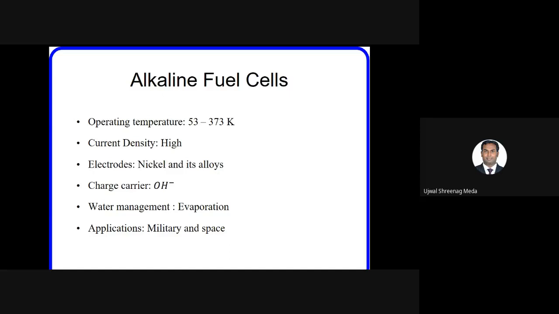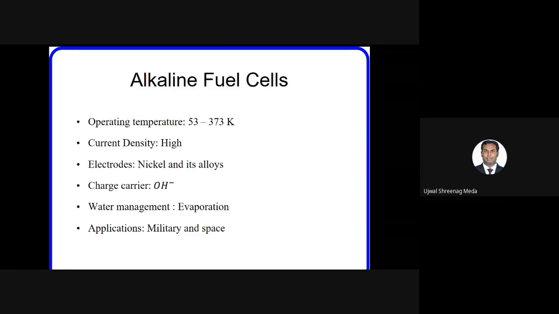Advantages: the electrodes need not be noble metals. No bipolar plates are required. The electrolyte is less corrosive. These are some of the advantages. Disadvantages: the fuel should be pure. This is the disadvantage of alkaline fuel cell, and the fuel should not contain oxides of carbon. These are some of the disadvantages of alkaline fuel cells.